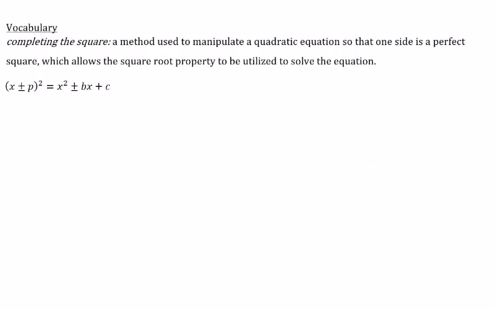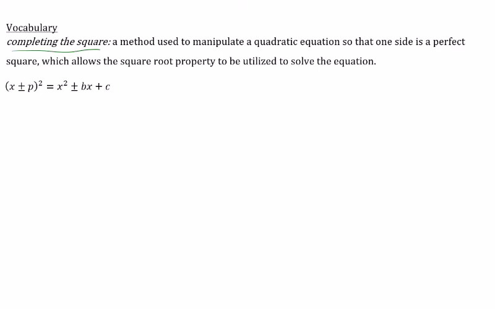So completing the square, here's our vocab, and just this one term here. Completing the square is a method used to manipulate a quadratic equation so that one side is a perfect square, which allows you to use the square root property to solve the equation, okay? So we just did the a plus b quantity squared. Let's try it with x and p, because we're usually going to have an x there, and then we'll have a constant in the other spot.